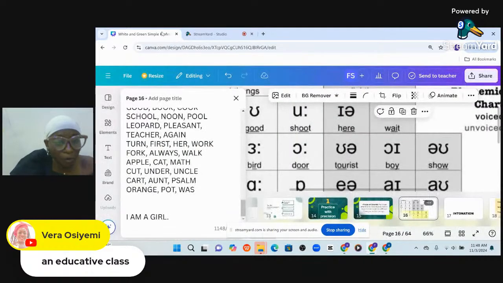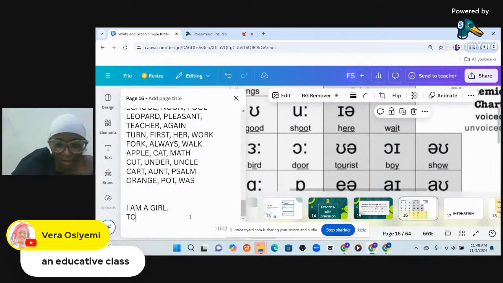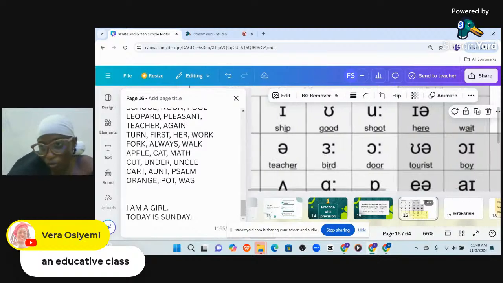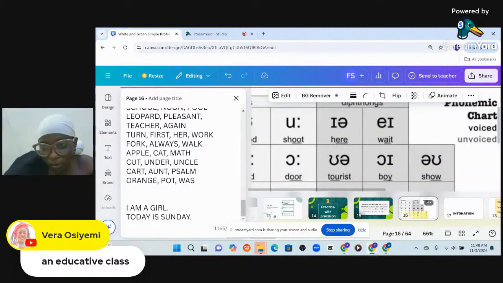And that example will be: today is Sunday. Now, in this sentence, the first word is today. Today has two syllables. The first syllable in today has a short sound, and the second syllable has a glide sound. This right here is the A symbol. Today, I need to glide.